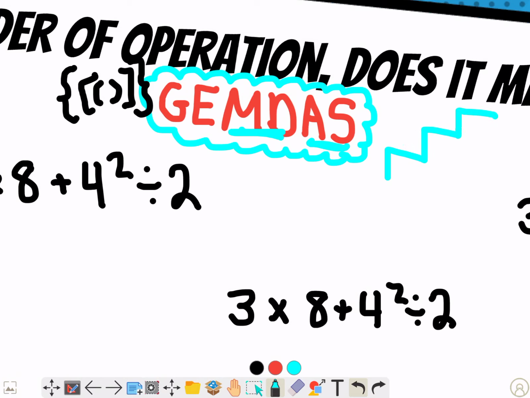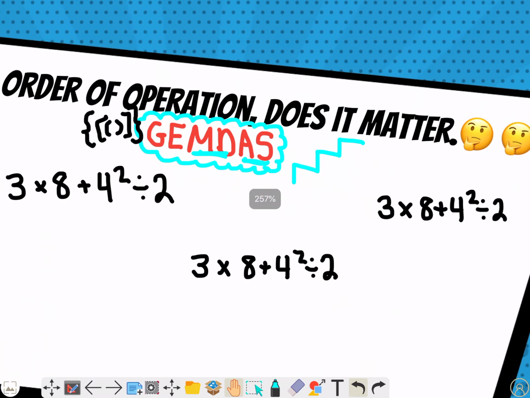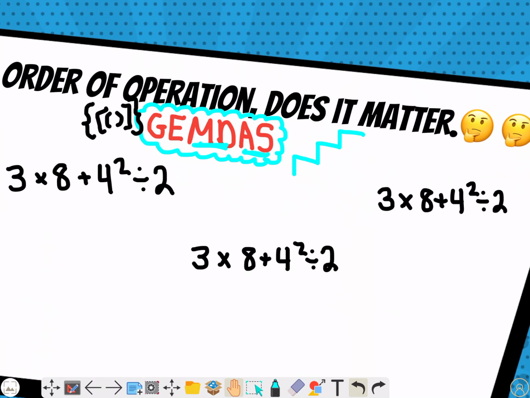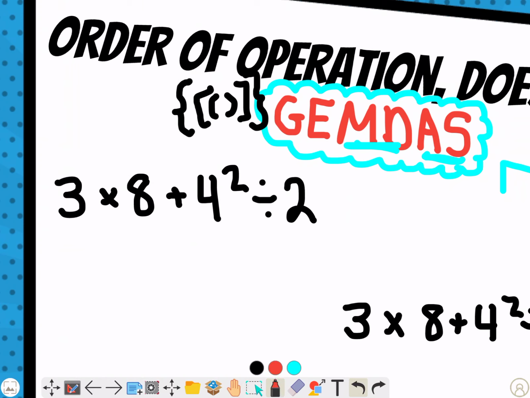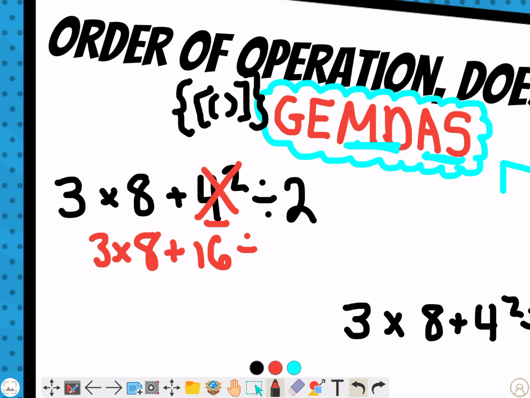Now here I have three identical problems, it's 3 times 8 plus 4 squared divided by 2, but I'm going to change each one of them up just ever so slightly. So let's work out the original one. I have no group, so I hop to my exponent, which is 4 squared, which is 16. I cross out what I did. I bring everything else down that I haven't used.